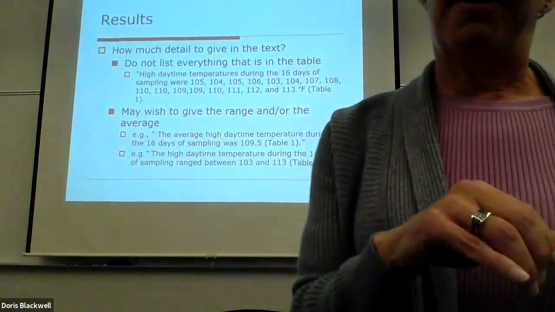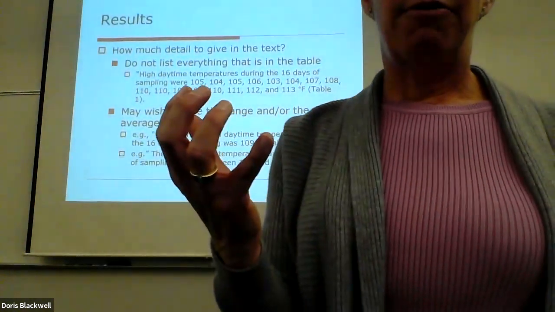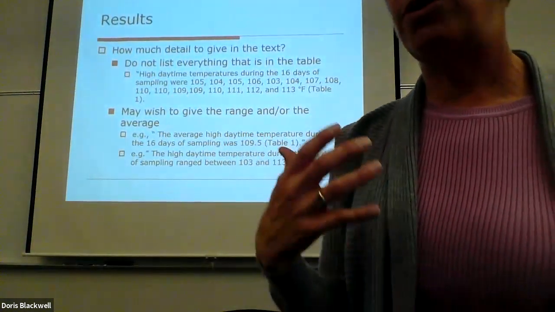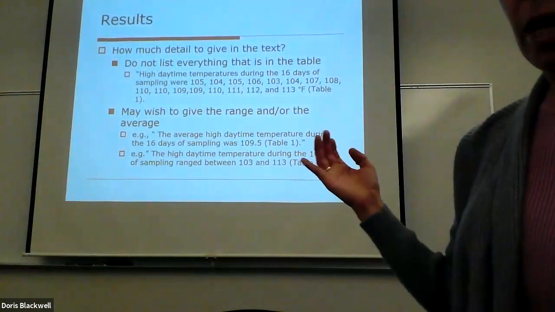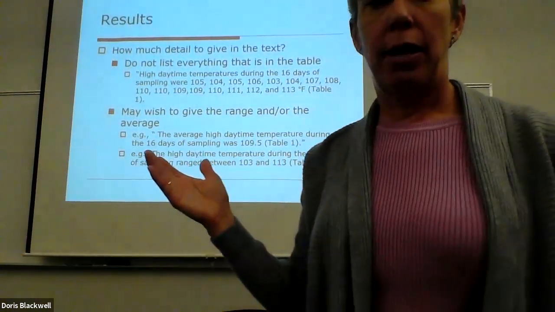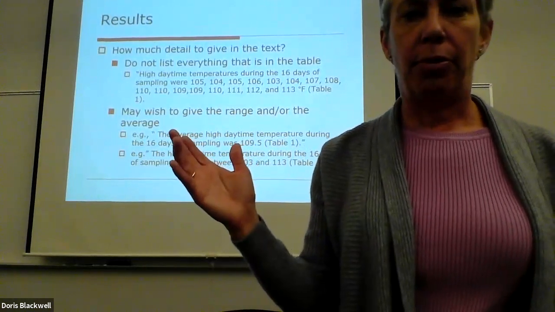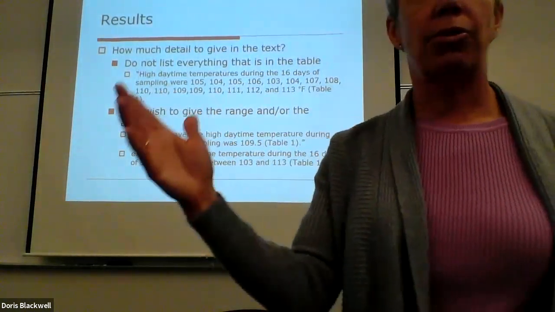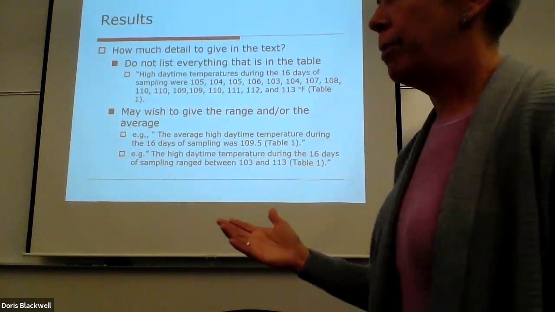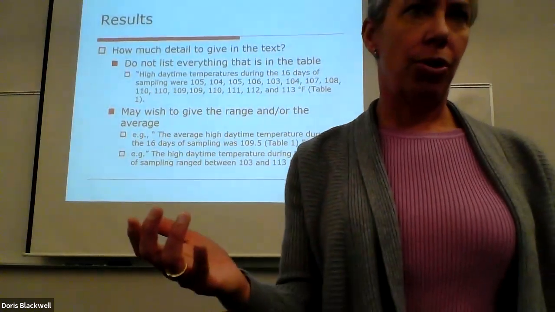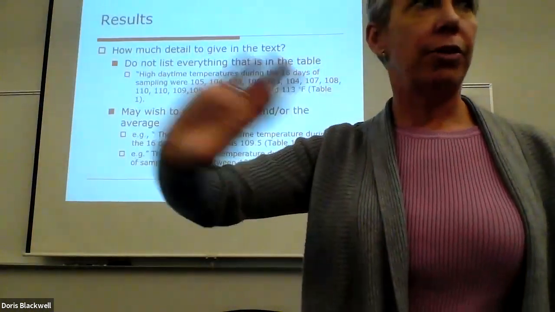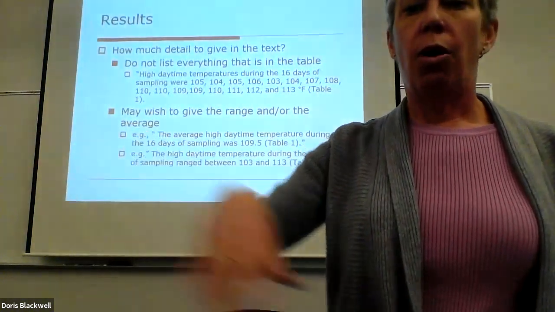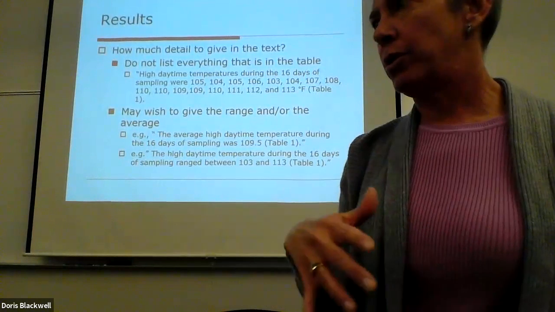In the text of our results, again, we don't want to give too much detail, so we wouldn't want to list everything that's in the table. In this example, we're talking about the high temperatures on the days that we went out and collected samples. Instead of giving the whole list of temperatures, it would be better to say the average temperature during data collection was this. Then if you want all the different temperatures, go look at table 1. Or maybe we say what the range was: the low was this and the high was this.